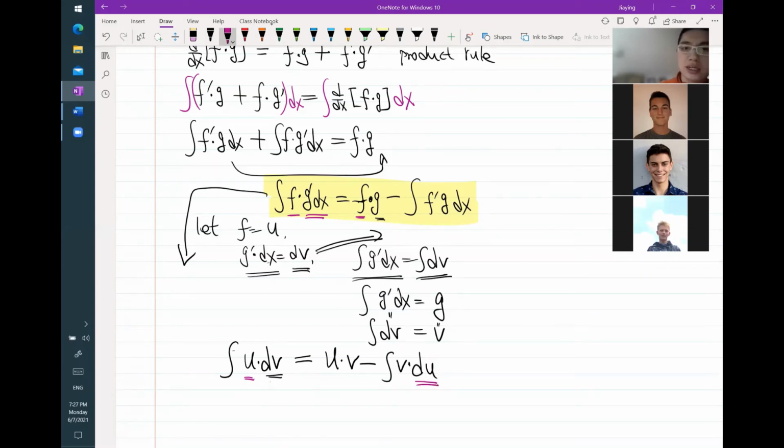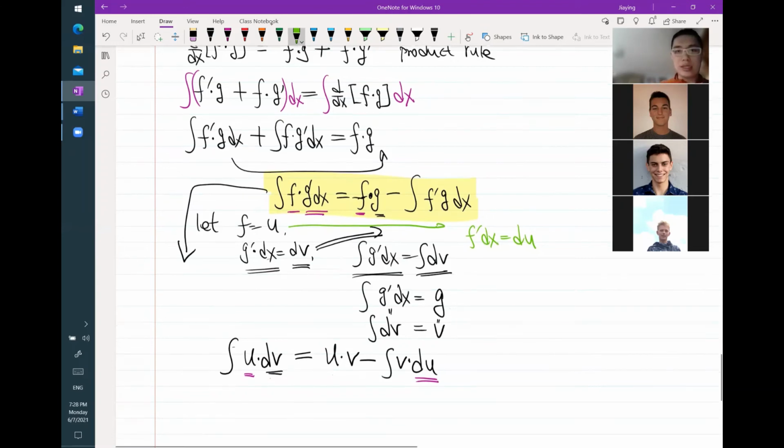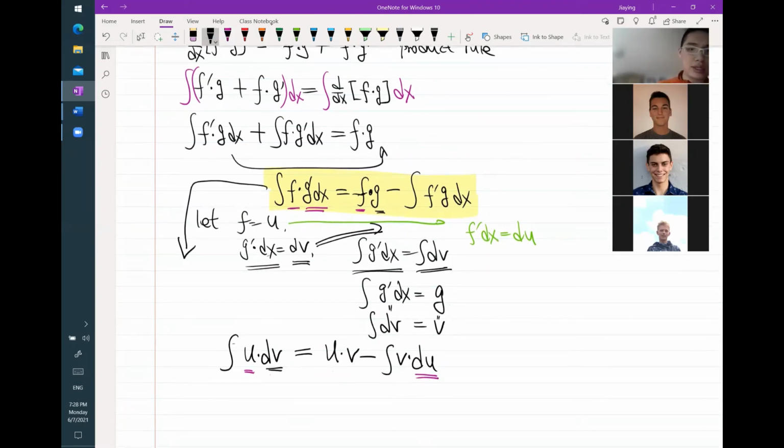So we had, maybe I should write that down too. We had f equals u, so f prime dx, that's just equal to du. And then again, that's just a substitution, so it's just the derivative on both sides. And the g becomes v. This is what we call the formula for integration by parts.